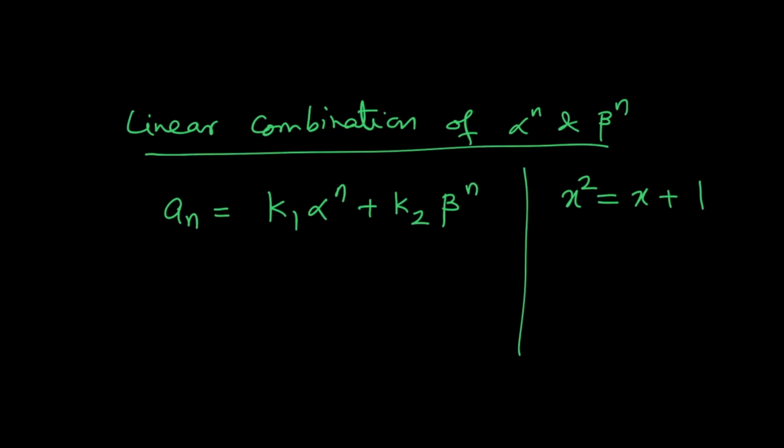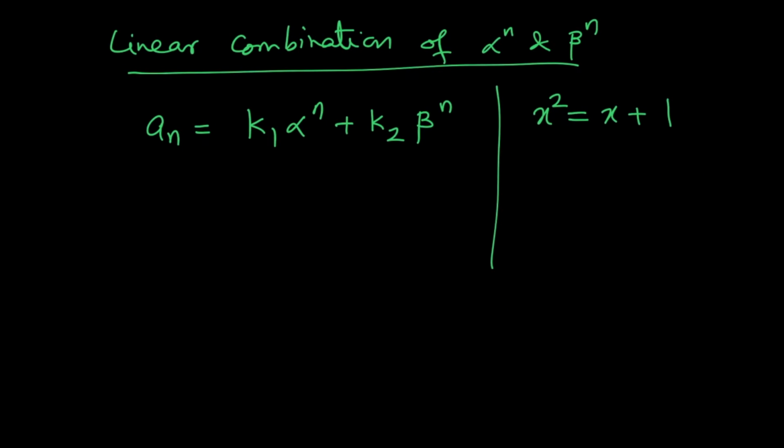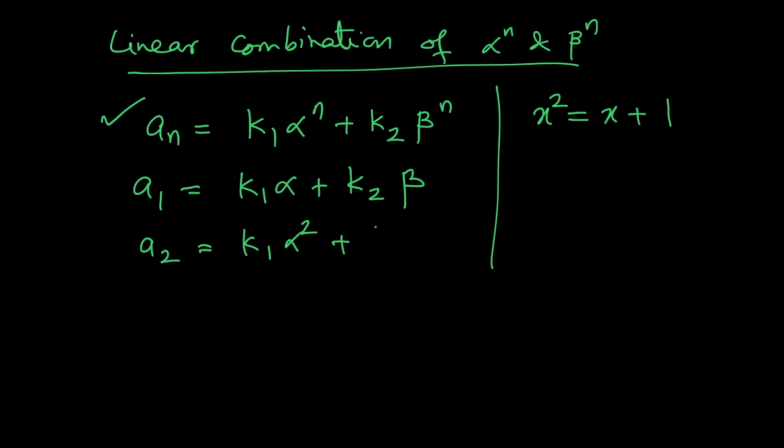Let's see some of the important properties of this sequence obtained as a linear combination of alpha power n and beta power n. Of course, a1 is going to be k1 times alpha plus k2 times beta. a2 is going to be k1 alpha square plus k2 beta square, and so on. k1, k2 are some real numbers.